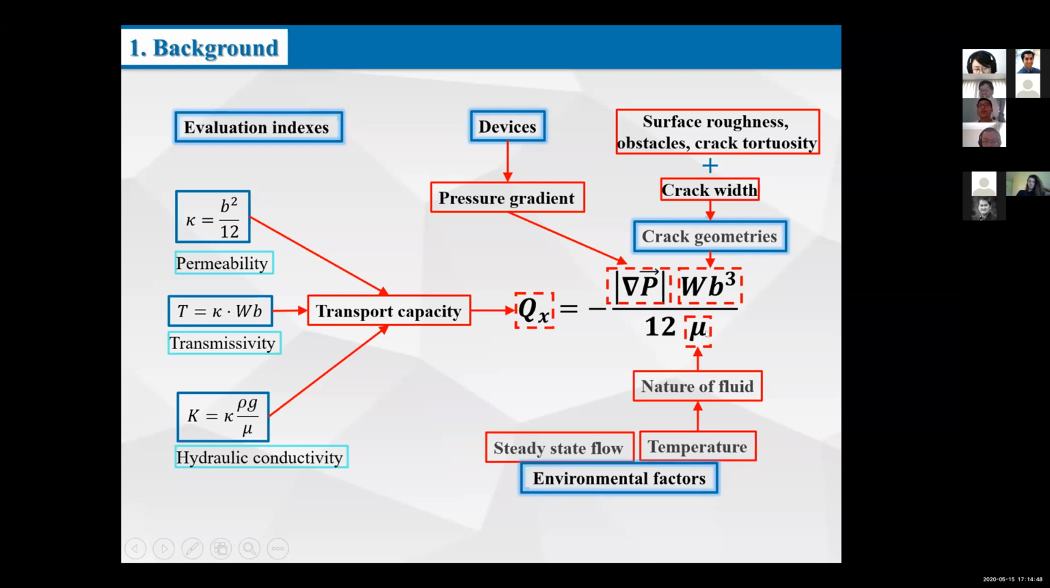About the dynamical viscosity coefficient, it is the nature of fluid. And then we could think about the temperature, which will influence the nature of the fluid. It is about the environmental factors, about evaluation indexes of the transport capacity. There will be the parameters about the permeability, transmissivity, and the hydraulic conductivity.